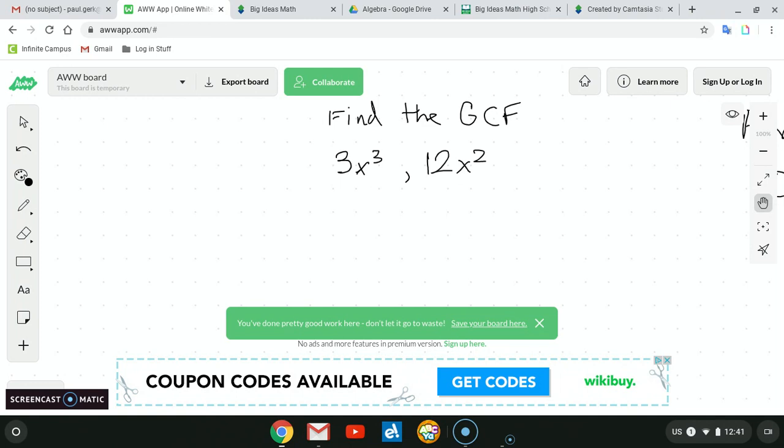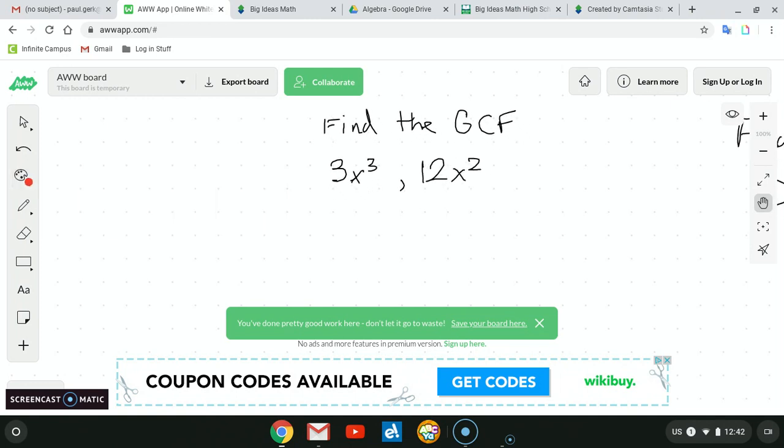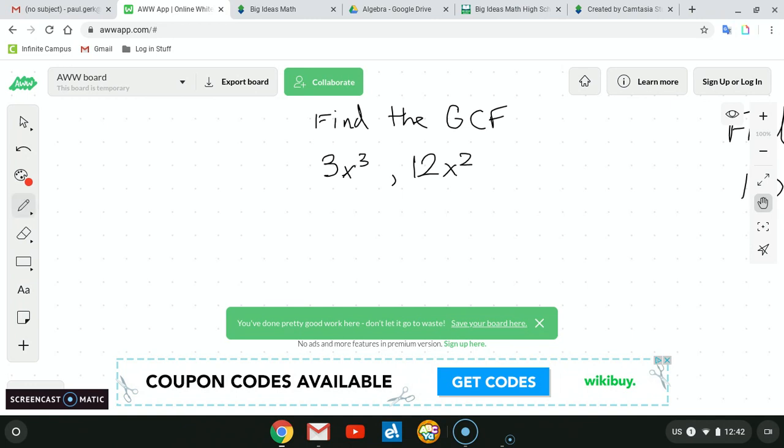So let's just talk about the coefficients first of these. Oops, let me get my pencil. Bear with me. I am learning how to do this.